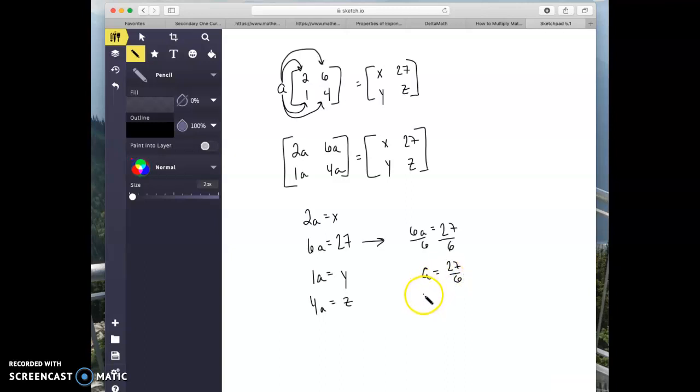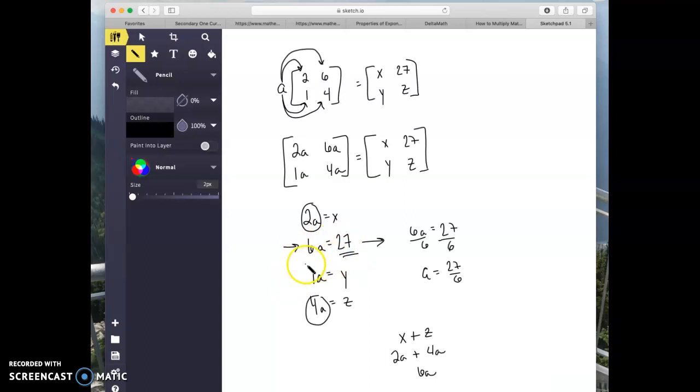Or the other thing here is they're asking you for what x plus z is, right? Well, x is 2a, and z is 4a, and when you add 2a plus 4a, you get 6a, and we know from up here that 6a is equal to 27. So that makes me think that the answer is just 27.